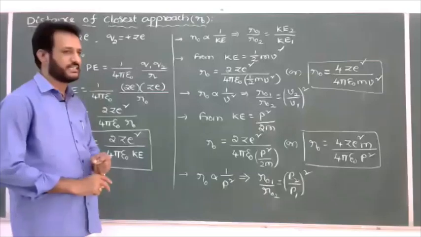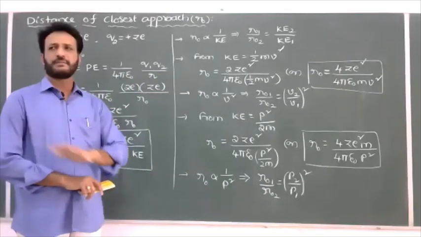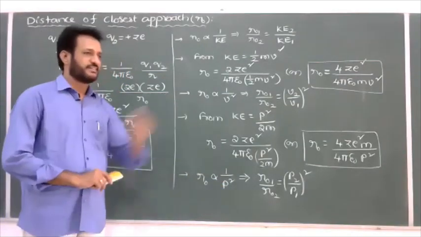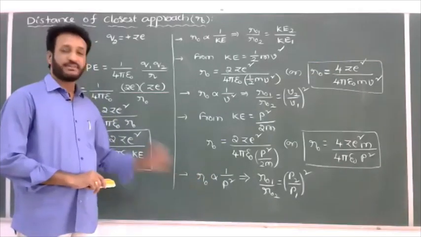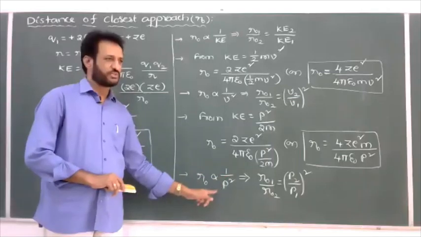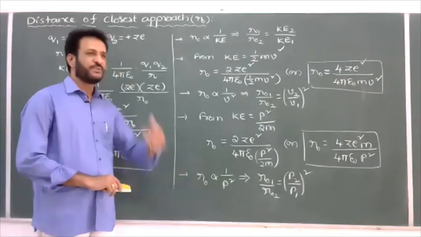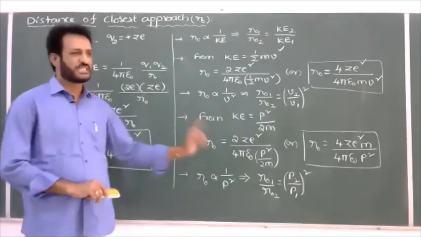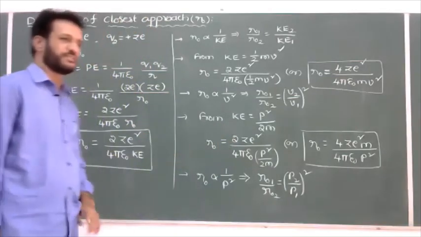Sometimes a question may be asked: in the alpha particle experiment, by keeping all the parameters constant, the momentum of the alpha particle is doubled. Then what happens to the distance of closest approach? Whenever momentum is doubled, in place of P you should write 2P whole square. So 2P whole square is equal to 4P square. That means R naught will be 1 by 4 times. Automatically it decreases 4 times. So this type of numericals will be asked. So that is the distance of the closest approach that you should write.